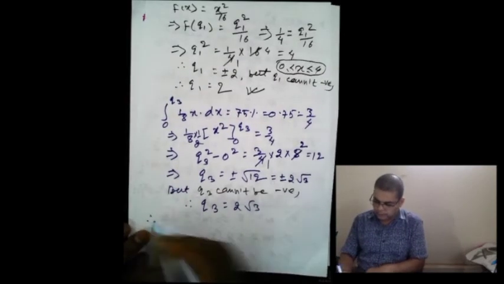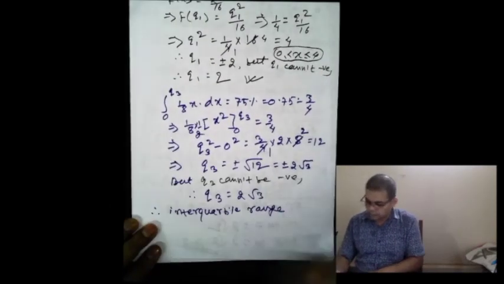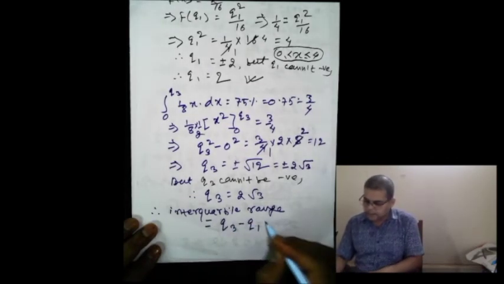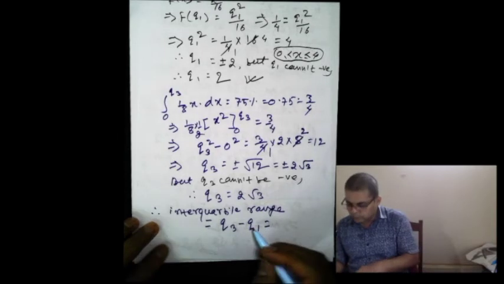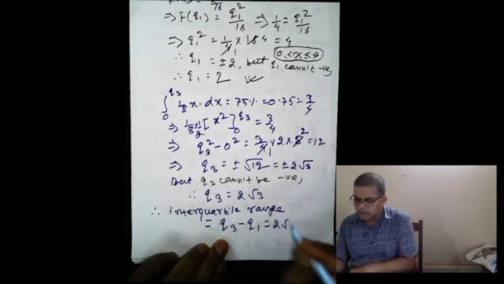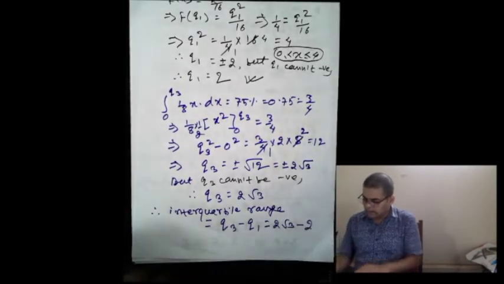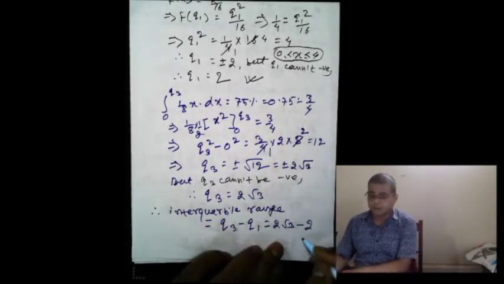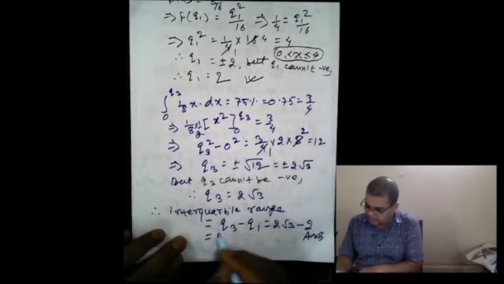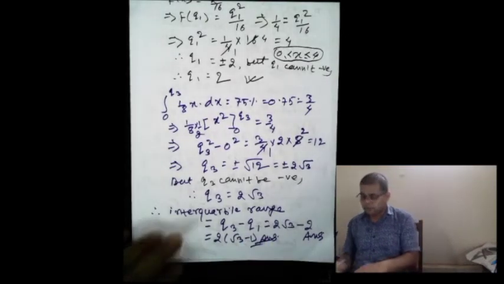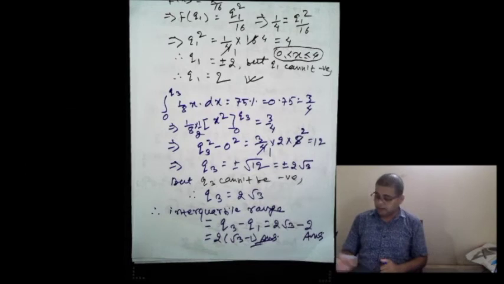So therefore your interquartile range, you know, is Q3 minus Q1. Write down the Q3 value, 2 root 3, and Q1 is 2, so this is minus 2. If you would like the exact answer, you can just leave it as it is, that will work, or you can simplify it. If you take 2 out as common, then it is 2 times root 3 minus 1, so you can express your answer like this also, if you would like to express it in exact form.